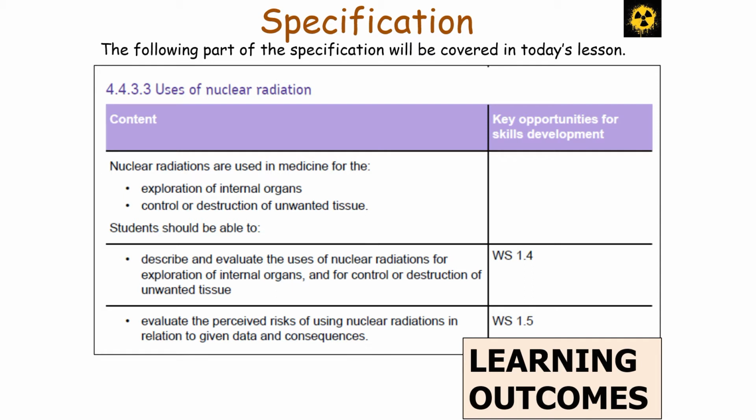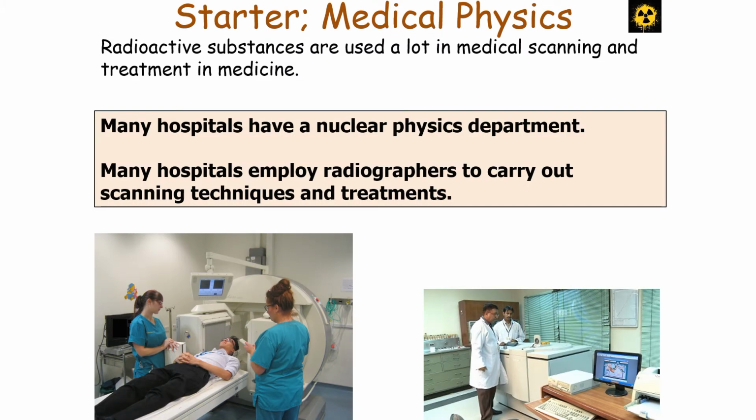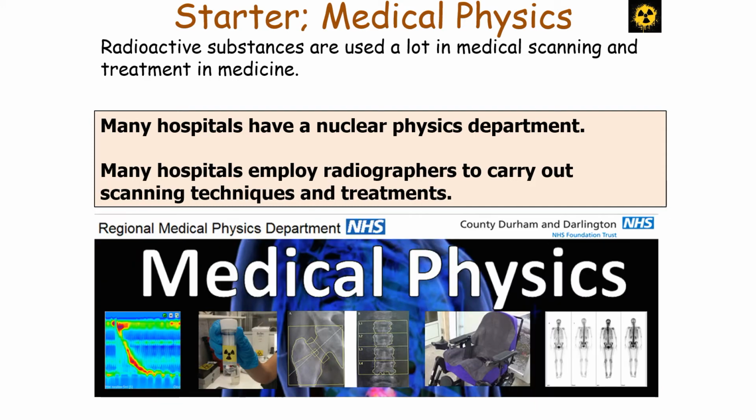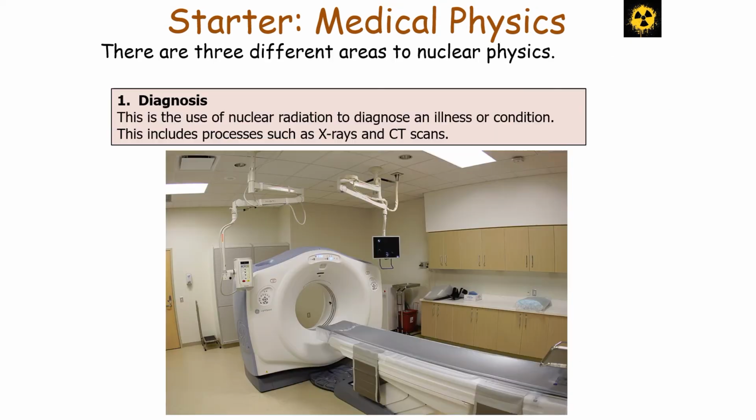4.4.3.3 Uses of Nuclear Radiation, which is separate science only content. Now, radioactive substances are used a lot in medical scanning and treatment. Many hospitals have a nuclear physics department and many hospitals employ radiographers to carry out scanning techniques and treatments. So many different hospitals will actually have a medical physics and nuclear physics department.